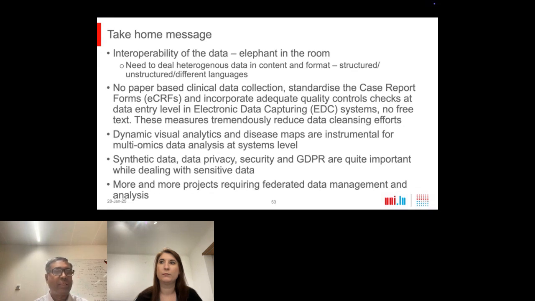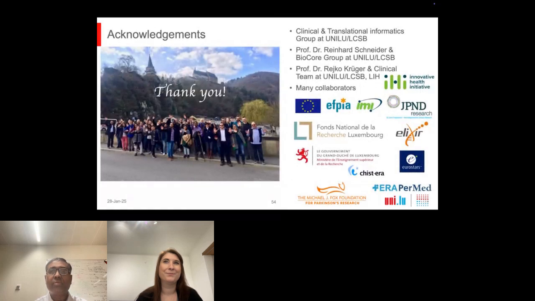Another thing, dynamic visual analytics and disease maps are very instrumental for multi-omics data analysis and interpretation at the systems level. And synthetic data, data privacy, security, and GDPR are quite important when dealing with sensitive human data. And more and more projects require federated data management and analysis.